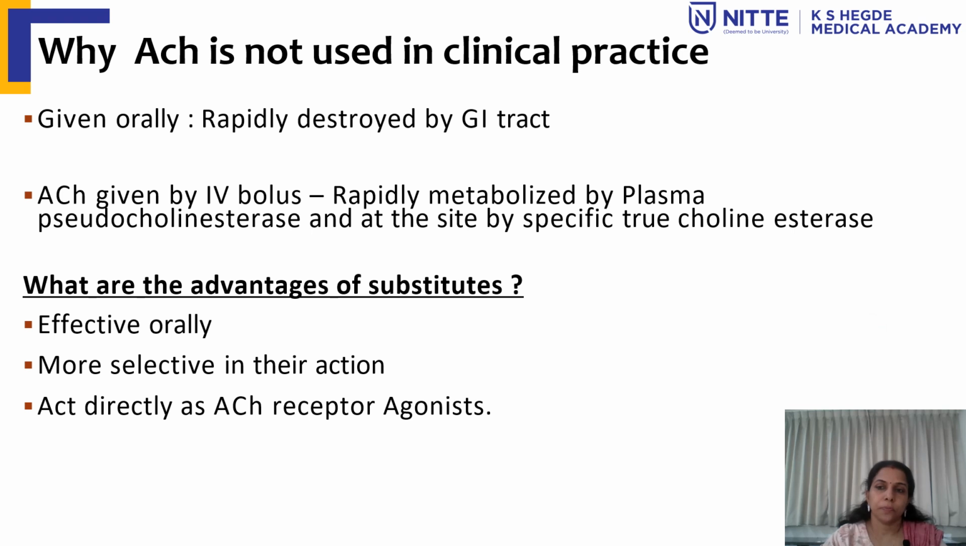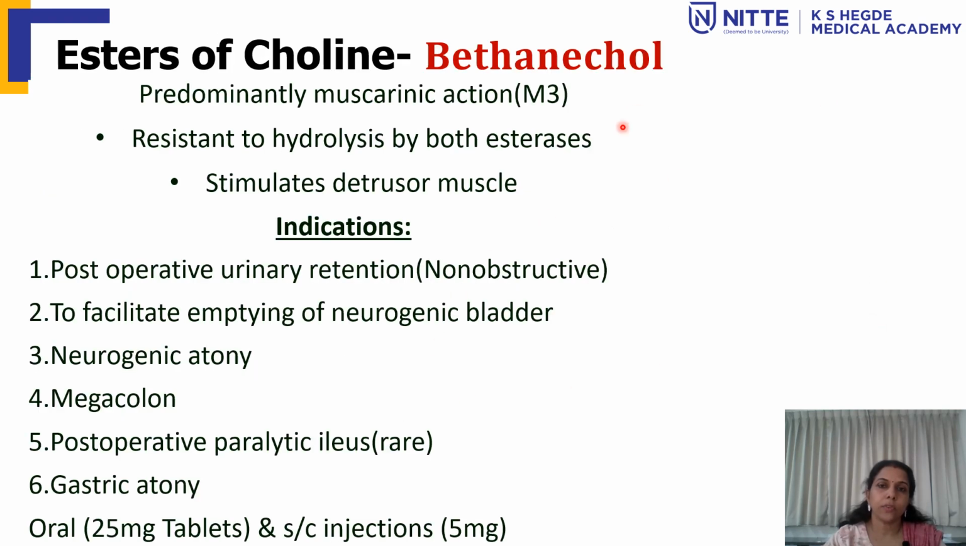About the esters of choline, bethanechol has predominant muscarinic action. It doesn't have any nicotinic action. It is resistant to hydrolysis by both the esterases, acetylcholinesterase and butyrylcholinesterase. It mainly acts on the urinary bladder and the detrusor muscle, so it stimulates the detrusor muscle.